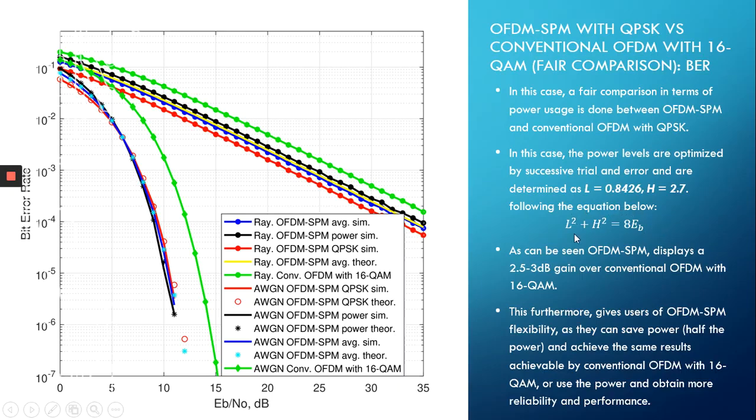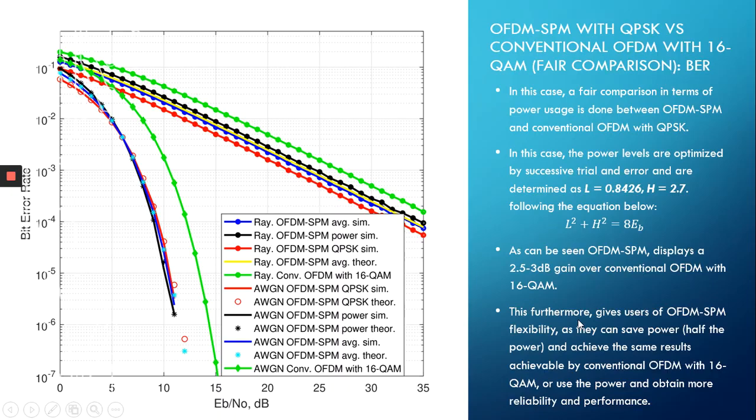We use the equation below to determine the optimum L and H values, which are L equals 0.8426 and H equals 2.7. When you look at the results, you'll find that the average BER of OFDM-SPM is better than that of conventional OFDM with 16 QAM by approximately 2.5 to 3 dB, which is quite a lot.